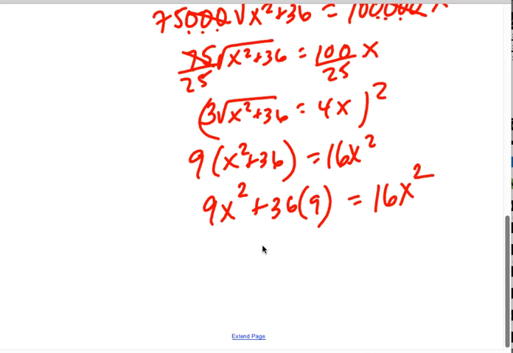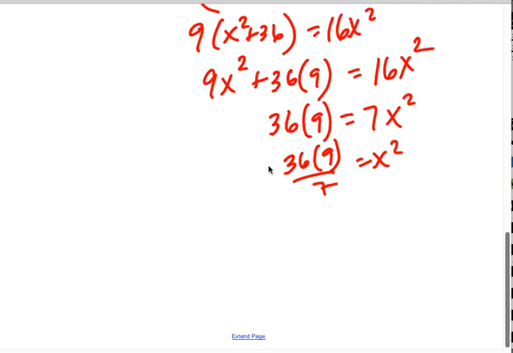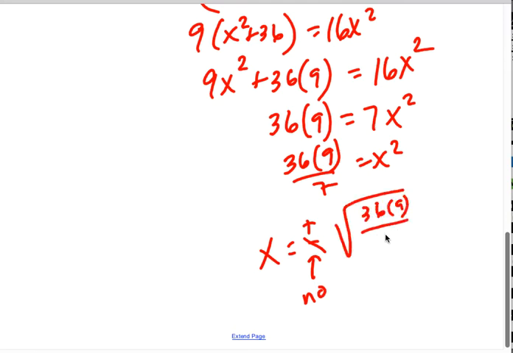So I'm going to get, did I do anything stupid? I didn't, it's fine. Okay, so 36 times 9, again, I'm leaving it as 36 times 9 for right now, equals 7x squared, right? So I'm going to get 36 times 9 all over 7 equals x squared. And so then I'm going to get that x is, and I don't need a plus or minus again, so even though technically I'd write a plus or minus, I'm going to go ahead and say no because it doesn't make logical sense here. The square root of 36 times 9 all over 7.